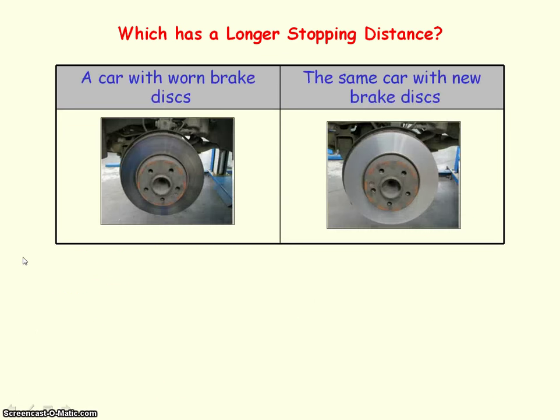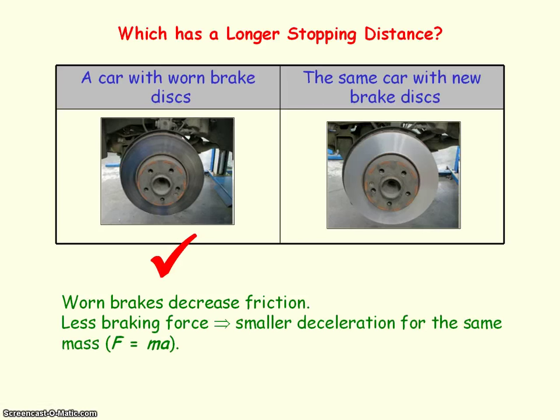A car with worn brake discs will have a longer braking distance and hence a longer stopping distance, and that's because the worn brakes decrease the friction, the braking force that acts on the car, and so the car will have a smaller deceleration, and that comes from F equals ma, where F is the braking force and a would be the deceleration.